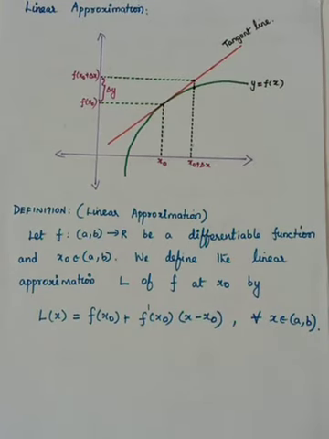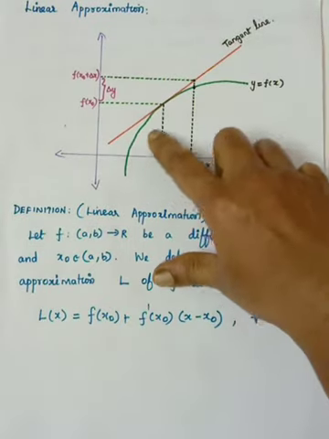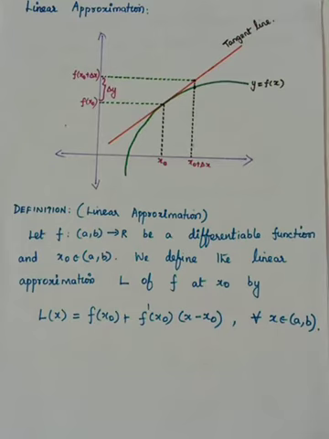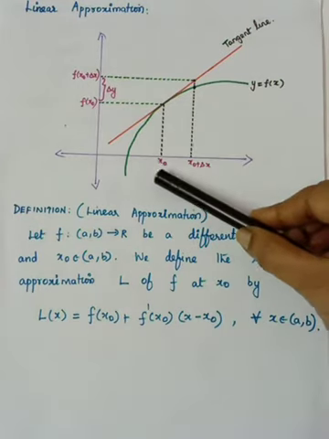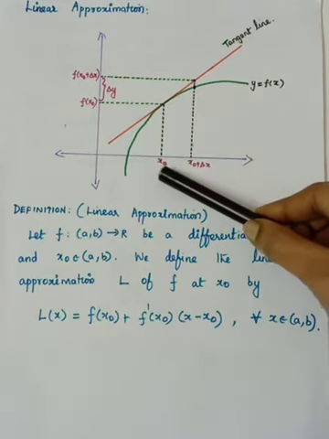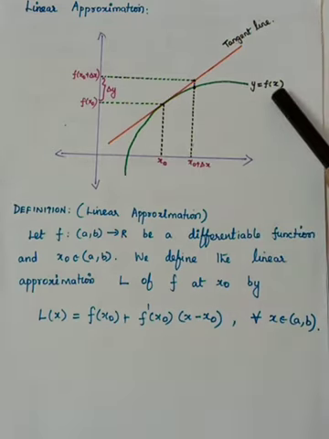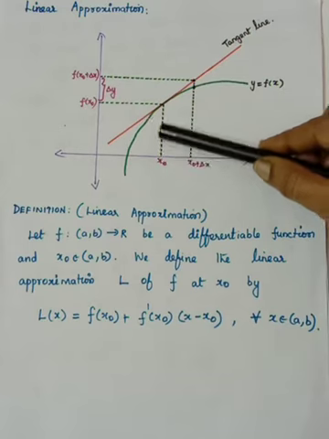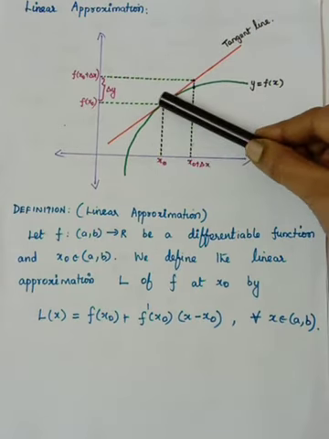Good morning, students. Today we are going to see the linear approximation of a function. In this diagram, the green curve is taken as y equals f of x. At x naught, I'll consider a point x naught. If you substitute x as x naught, the y value is f of x naught. So this vertical distance is f of x naught.